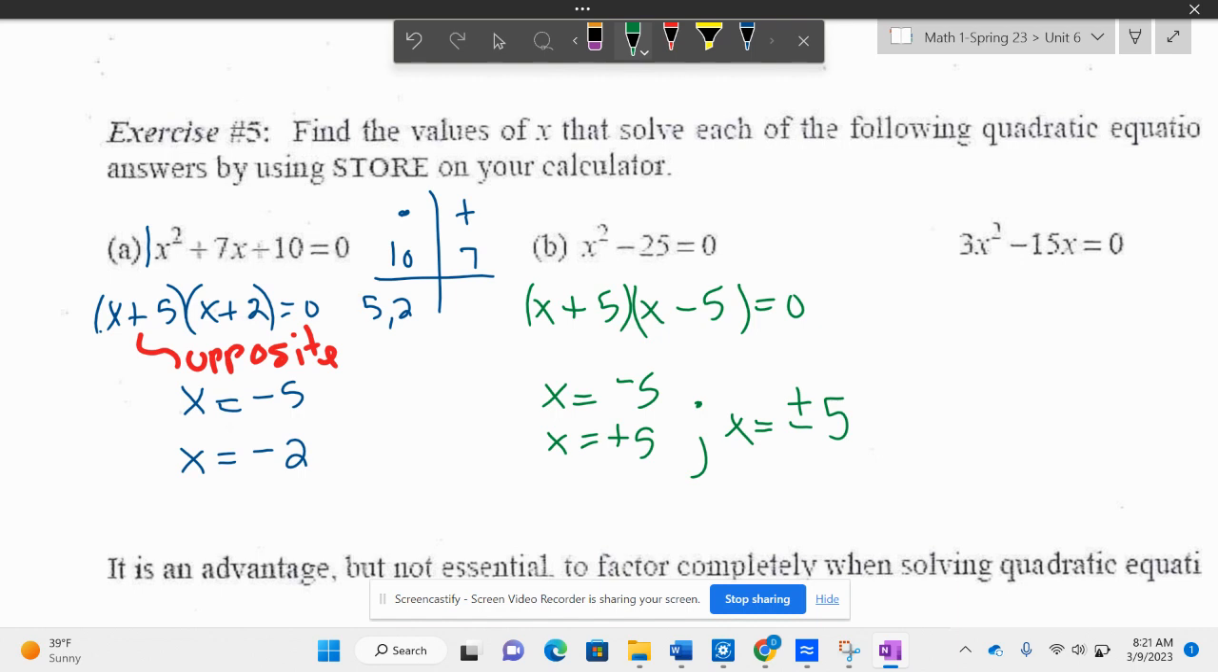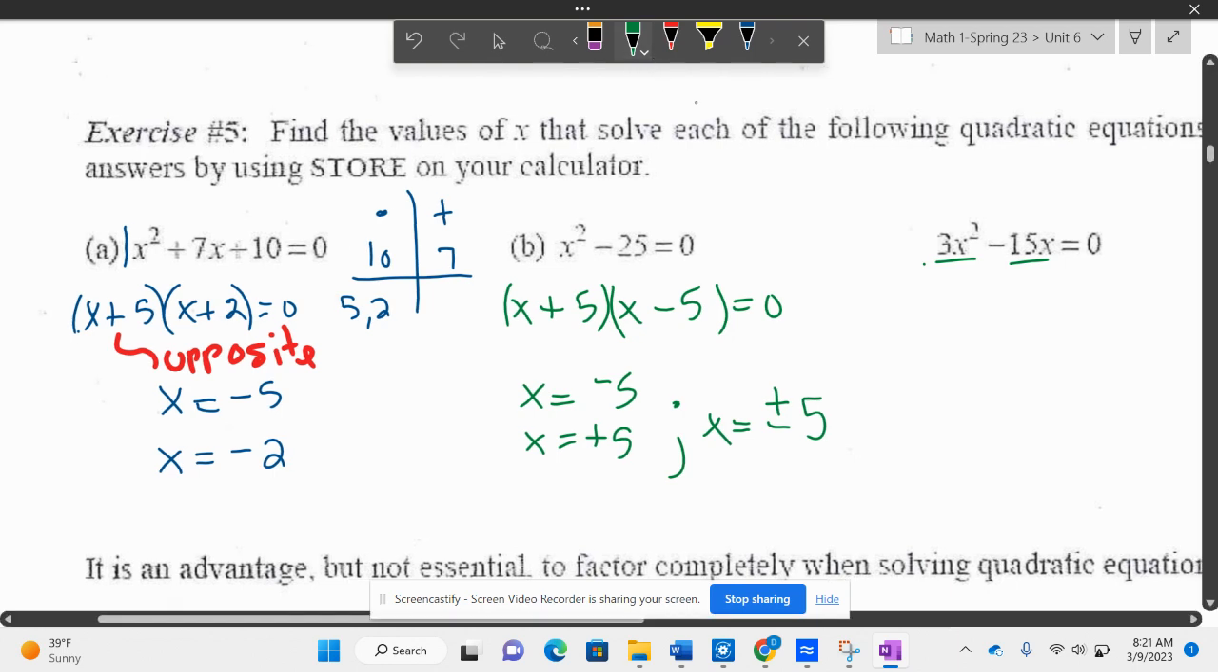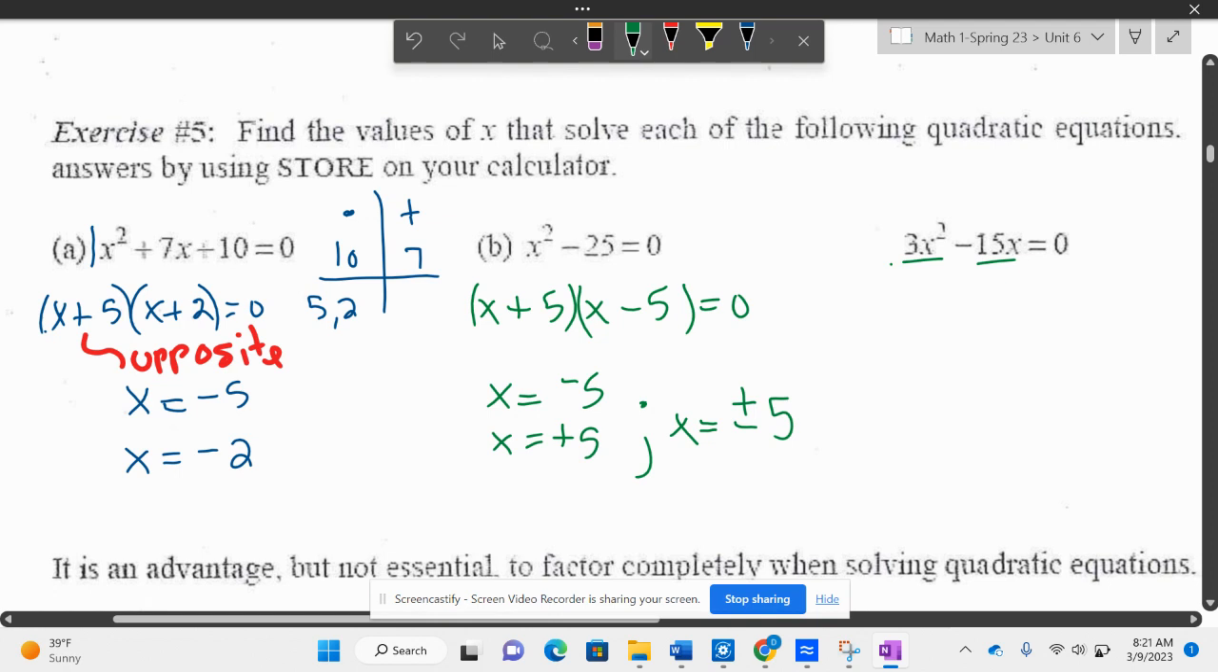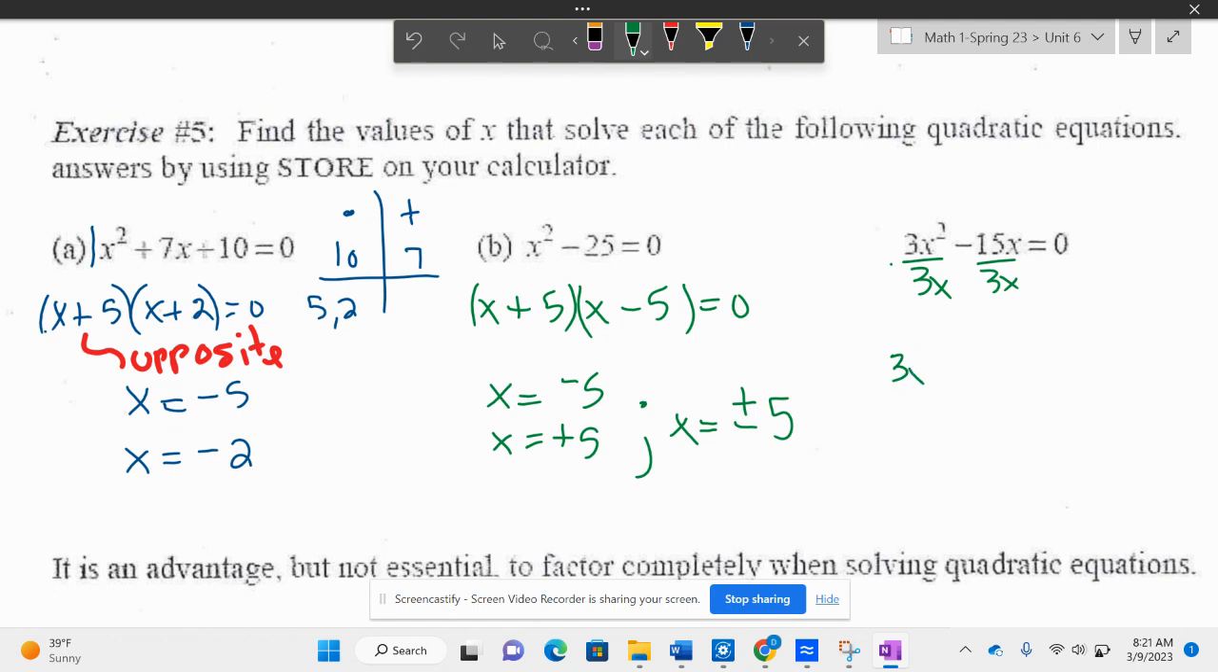Catherine, what do you think about example C? Is there a GCF in there? Madeline, you say yes. What can I take out? A 3. What else can I take out? A 3x. I'm going to divide a 3x out. So when I take out a 3x, what do I have left? Yeah, I have x minus 5. So that means that 3x equals 0 or x minus 5 equals 0. So what are my two values of x? What are my two roots or my two solutions?